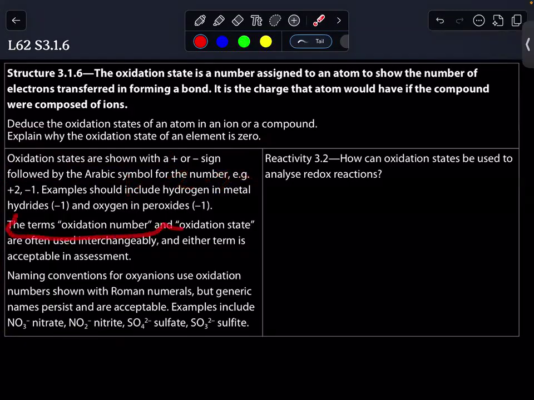The terms oxidation number and oxidation state are the same. You can use either one always and forever. Just make sure you are not confused by that.